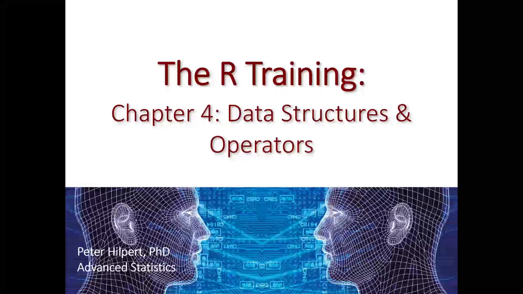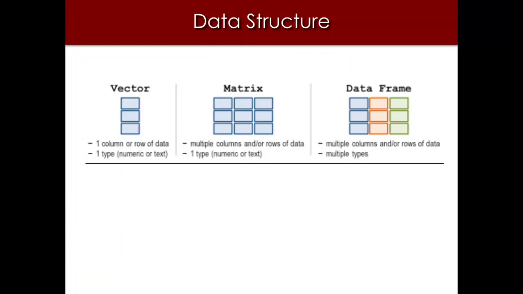Welcome to chapter 4. This is a short chapter about data structure and operators in R. So let's talk about the data structure in R first. The most important are vectors, matrices and data frames. The easiest way to think about data structure is to think about a table.